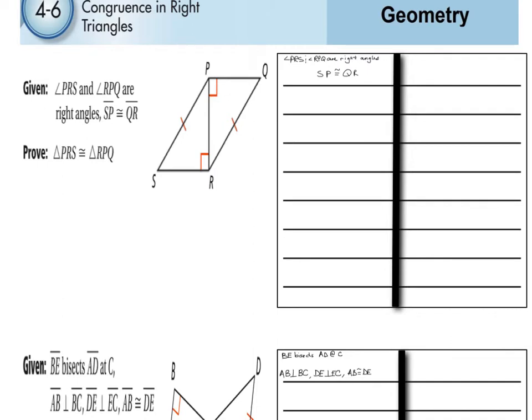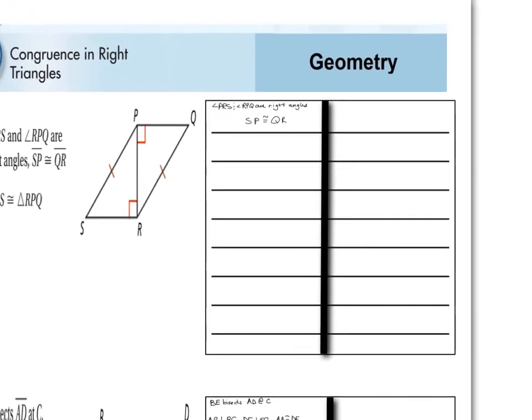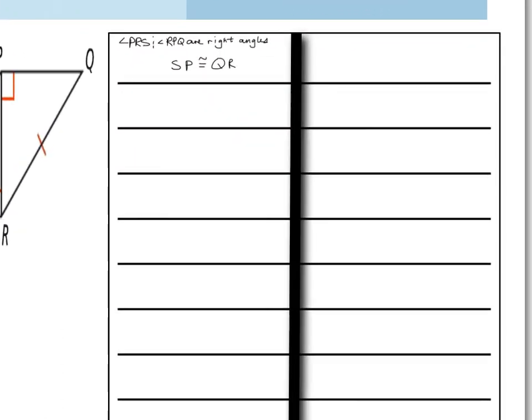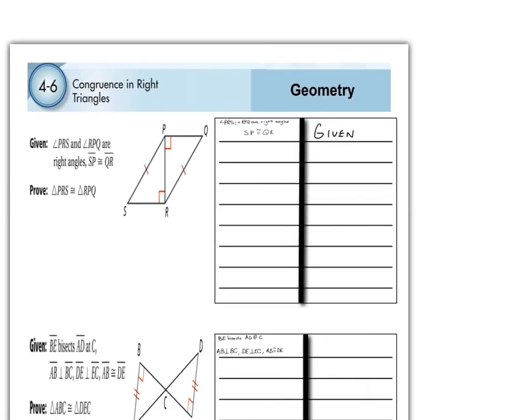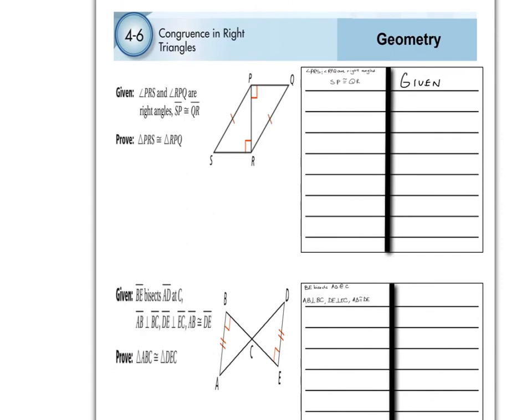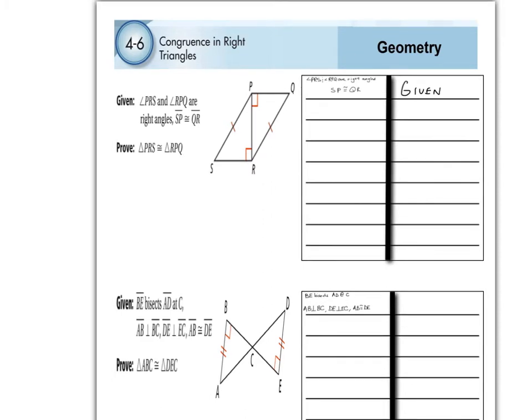So I've already marked in the proof the given part. Okay, so we can mark this down as the given. Now, a couple things to help you identify what you're trying to do. The first thing, again, you look back at those three things. We want to show that we have a right triangle. Then we want to show the hypotenuses are congruent. Then we've got to show that the legs are congruent.